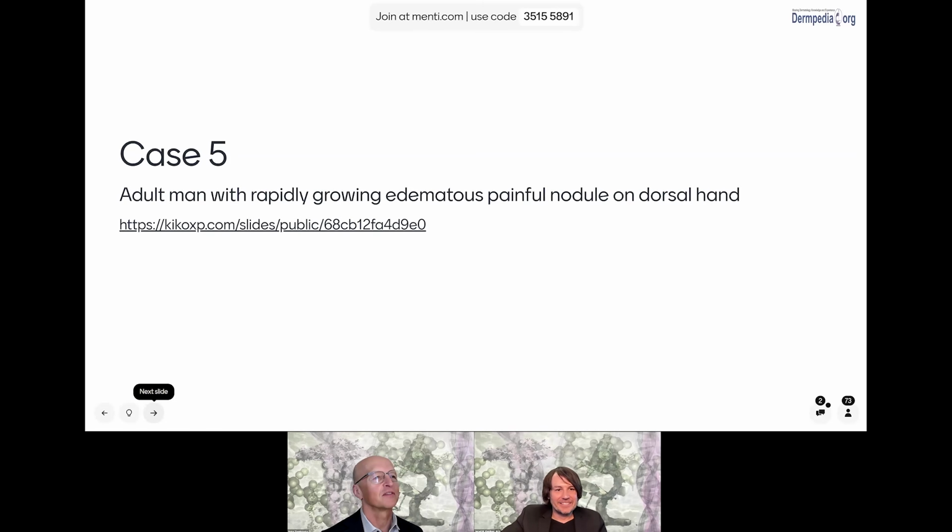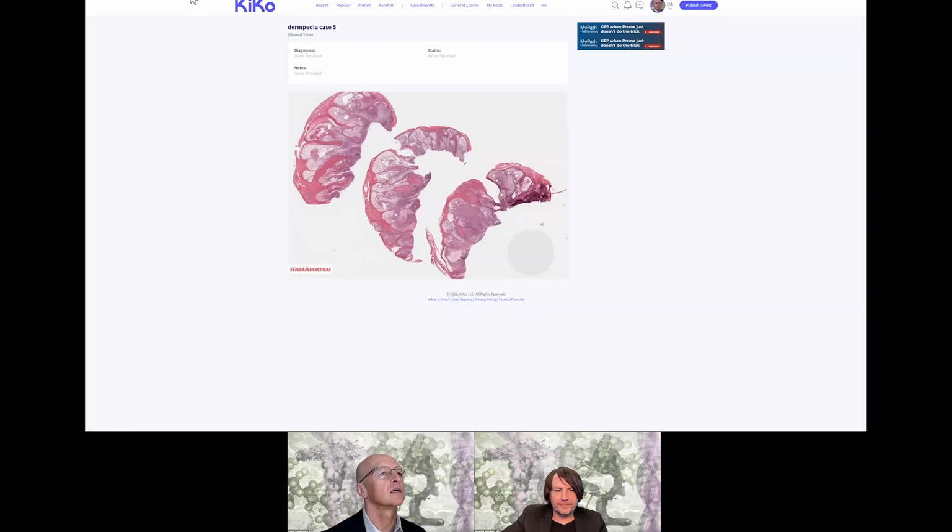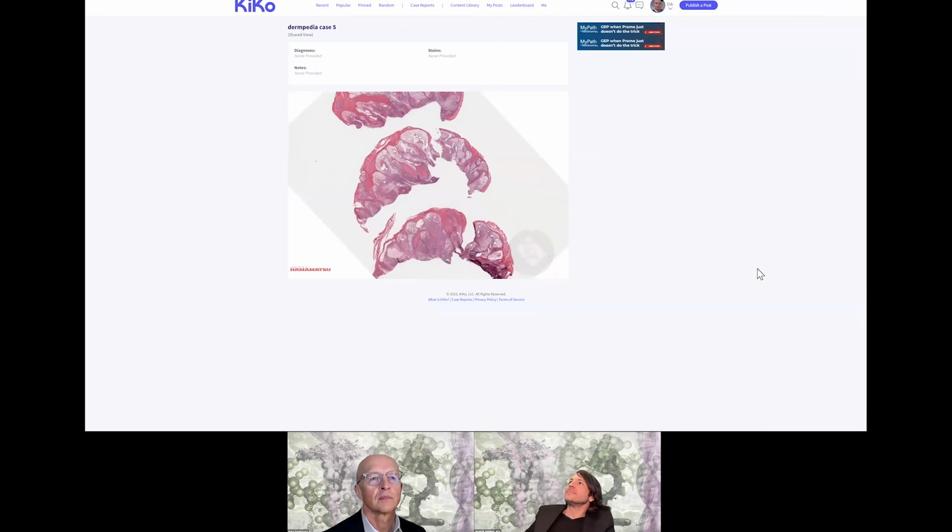Case number 5. I'm really looking forward to this one. Adult man with rapidly growing edematous painful nodule on dorsal hand. So here you have to lead me a little bit.